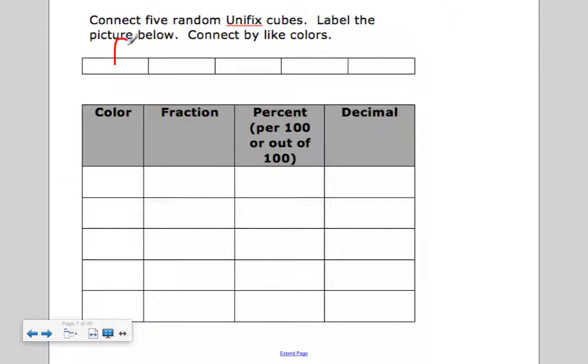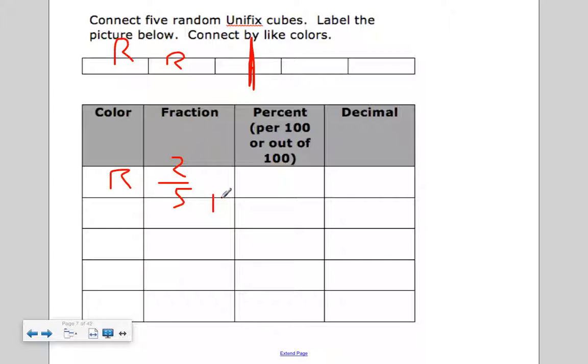So let's try this one, red and red. What fraction of the bar is red? 2 out of 5. What percent is that? Well, let's look at this bar. Is it more than half or less than half? It's less than half, so I know our answer will be less than 50%. Because I know 50% is right here, it's barely less. If I had to estimate, maybe 40, 38%, something around there.